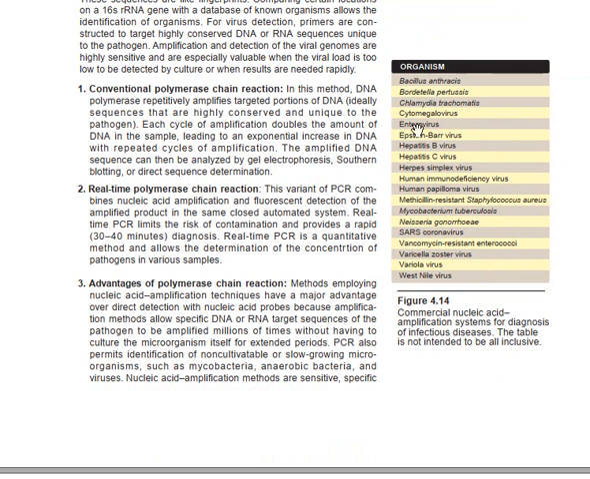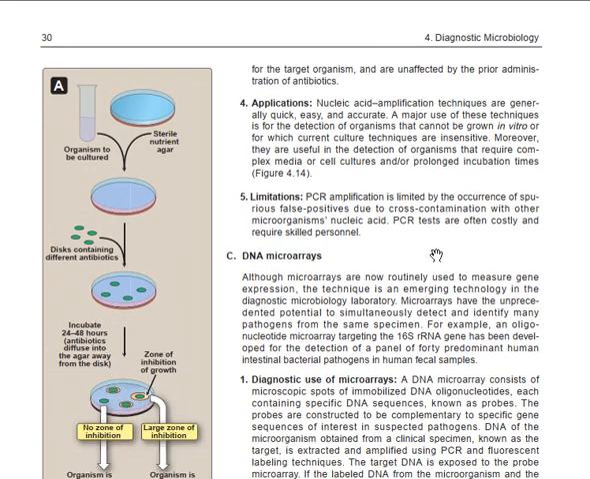Examples of microorganisms that can be detected by nucleic acid amplification testing are Bacillus anthracis, Bordetella pertussis, Chlamydia trachomatis, cytomegalovirus, enterovirus, Epstein-Barr virus, hepatitis B and C, herpes simplex, human immunodeficiency virus, human papilloma virus, methicillin-resistant Staphylococcus aureus, Mycobacterium tuberculosis, Neisseria gonorrhoeae, SARS coronavirus, which is severe, vancomycin-resistant enterococci, varicella zoster virus, variola virus, and West Nile virus. All these are involved there.